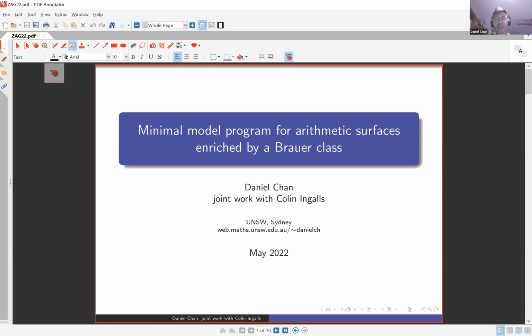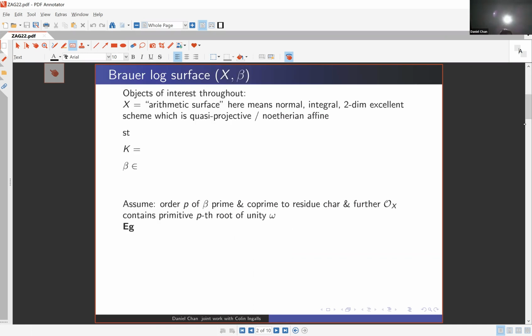Yeah, so let's start with what the objects of interest in this talk are. I want to think about what I can call a Brauer log surface. So what's a Brauer log surface? That's going to be a pair (X, β). And X here is going to be something I'll dub an arithmetic surface. I'm going to use the term in perhaps not the usual sense, so I better define it properly.